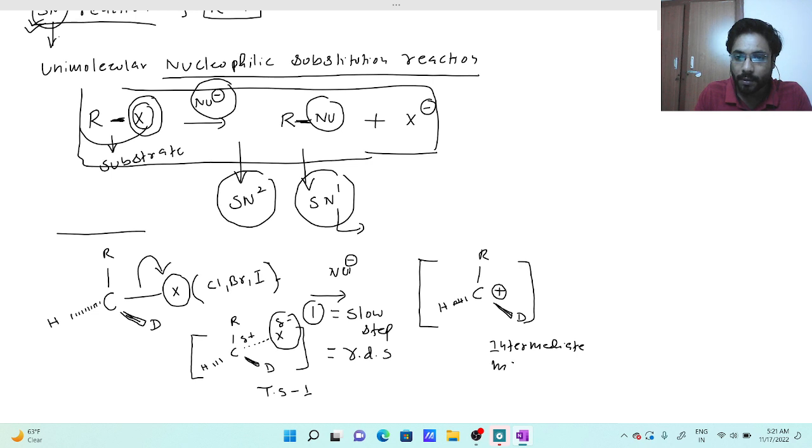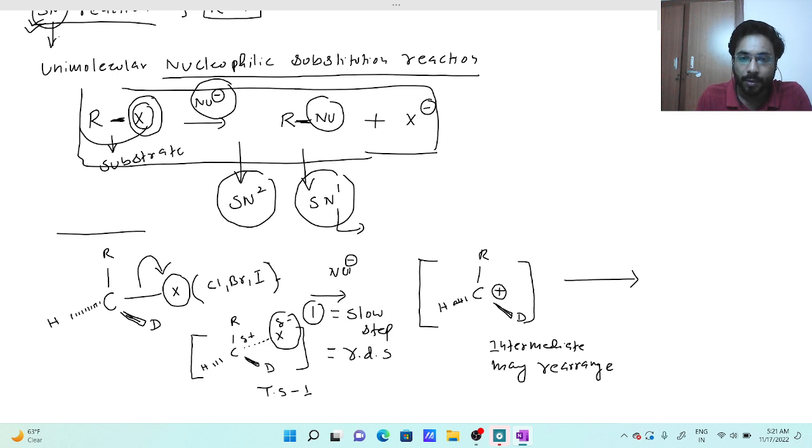This may rearrange. Carbocation may rearrange. This intermediate can rearrange itself. Fine. Then we are moving ahead towards the product formation.